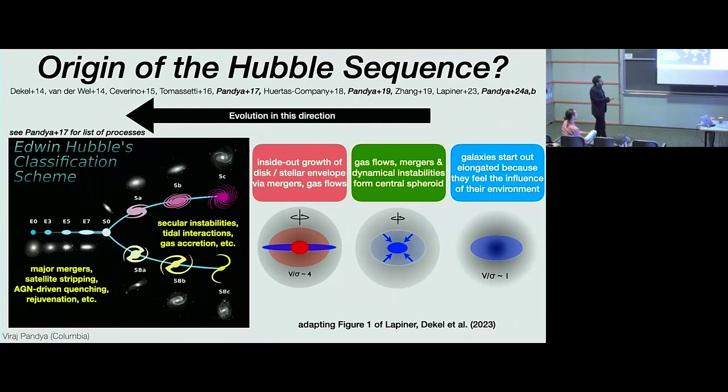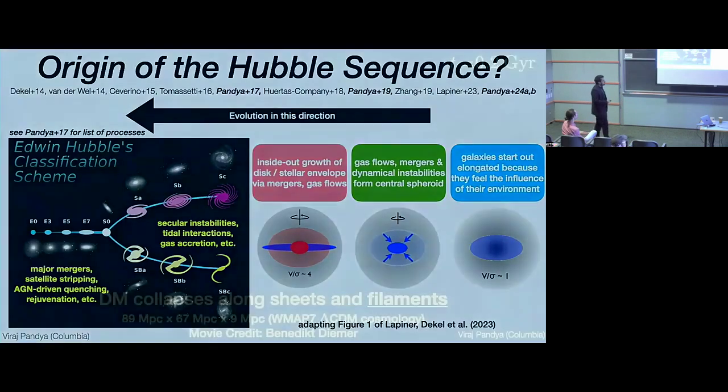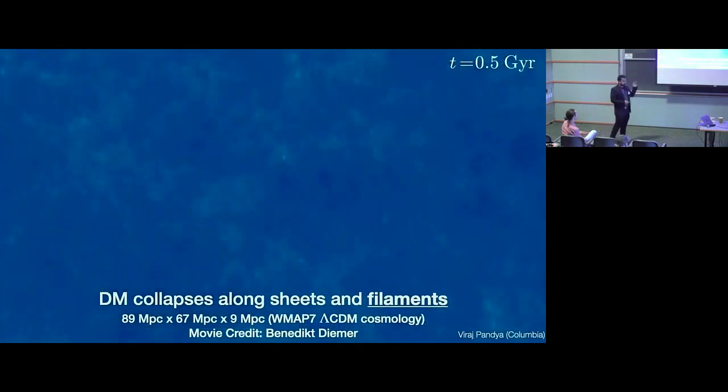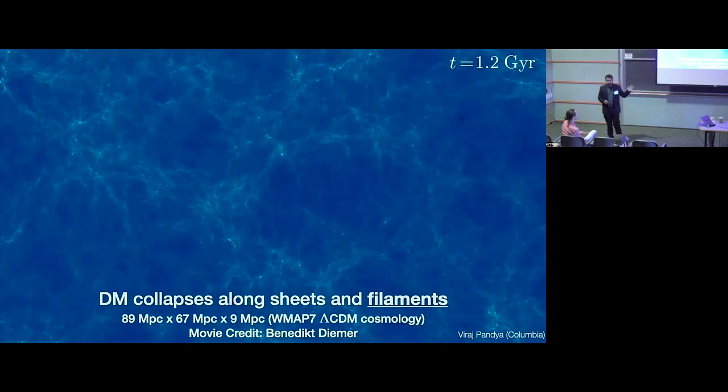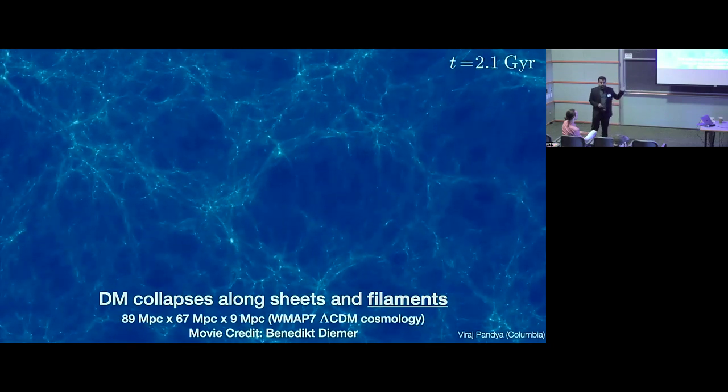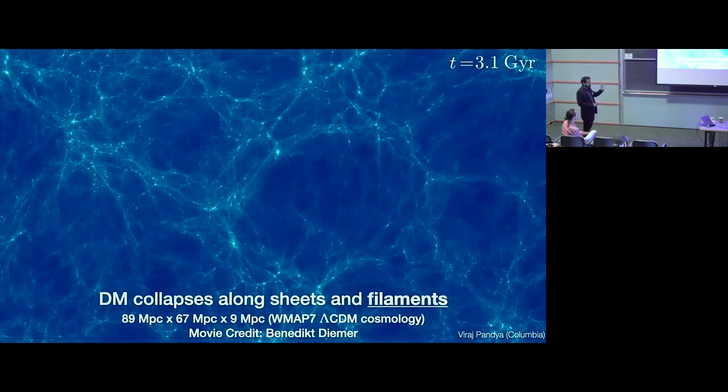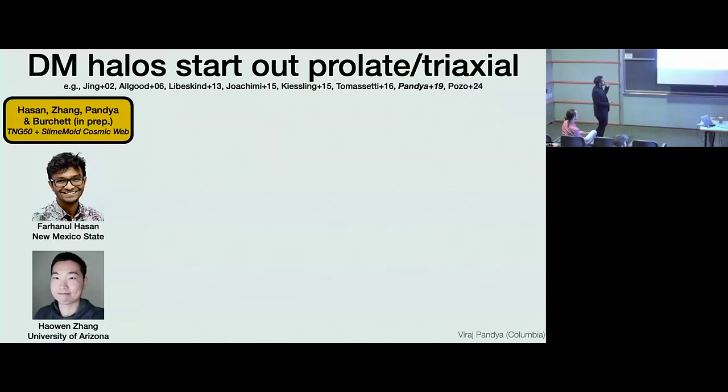So what do I mean when I say that galaxies feel the influence of their environment? What I'm talking about here is the fact that dark matter collapses along sheets and filaments. We've all seen movies like this, but I think something that's missing from the discussion is that dark matter halos initially also, we think, start out prolate or triaxial themselves. Okay? And so with my amazing colleagues, Farhan Hassan and Haowen Zhang, we've been going into the TNG50 simulations to try to test our mental model of this.